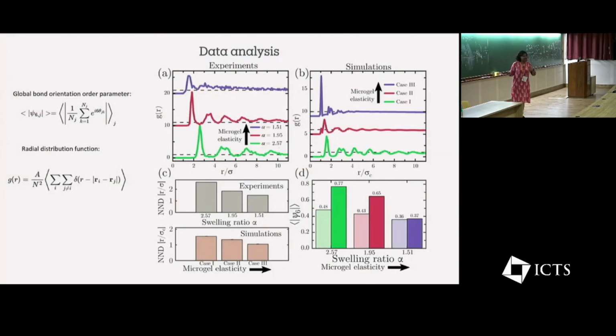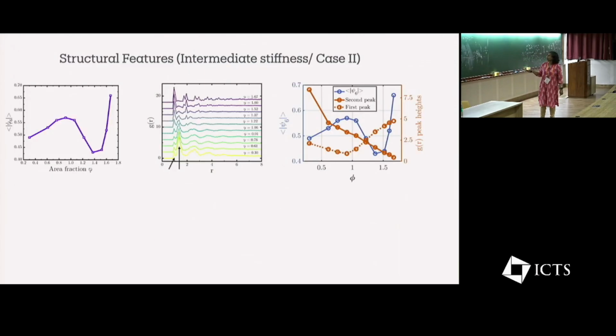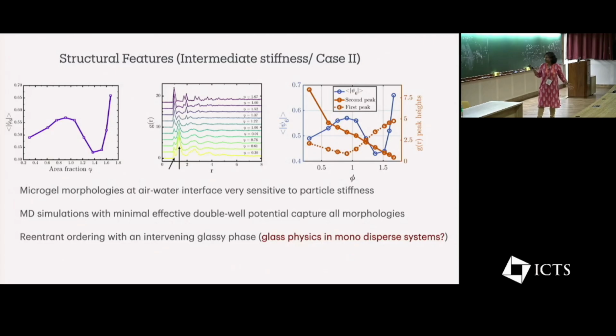There's something interesting that I put in my abstract, but I can't tell you about. And that is, for the intermediate stiffness data, we see some kind of an order to disorder to order transition again. And we see some hope of seeing glassy physics in monodisperse systems using this experimental and simulational platform that we have. Thank you.